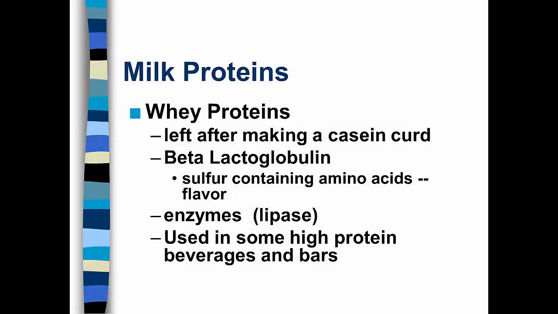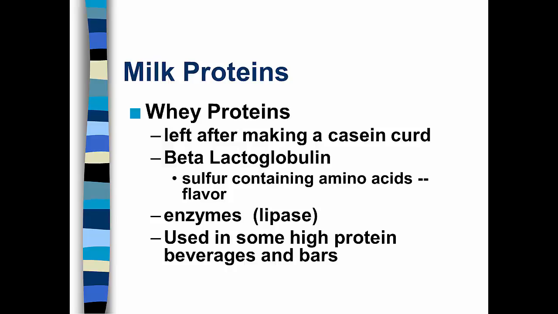So caseins were the largest group of milk proteins. The other main group of milk proteins are the whey proteins. And the whey proteins are the proteins that are left after you've made a curd from the caseins. When you make a curd from the caseins, the liquid that drains off of that, the syneresis, is called the whey.